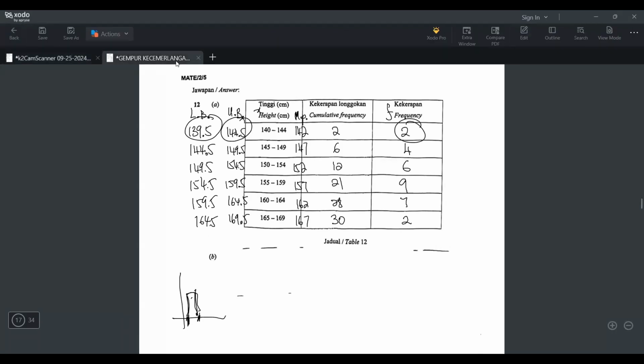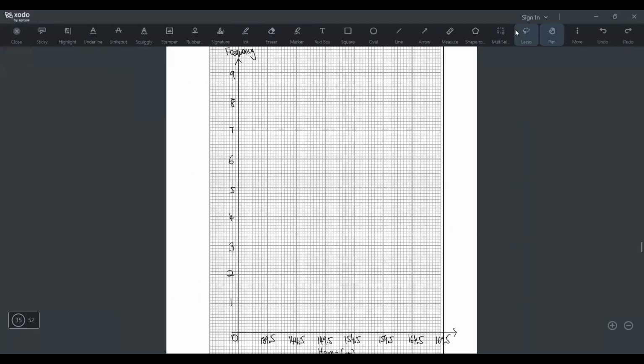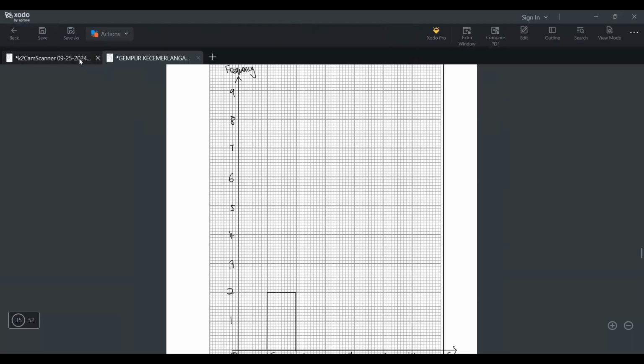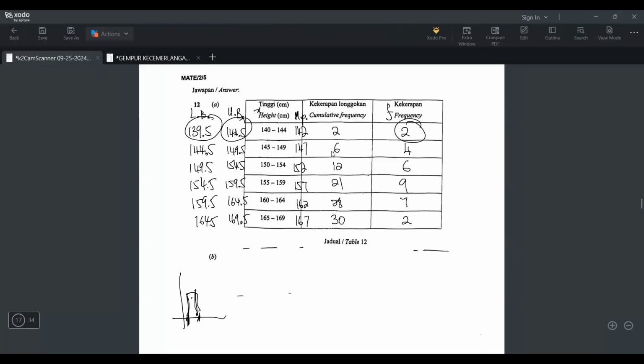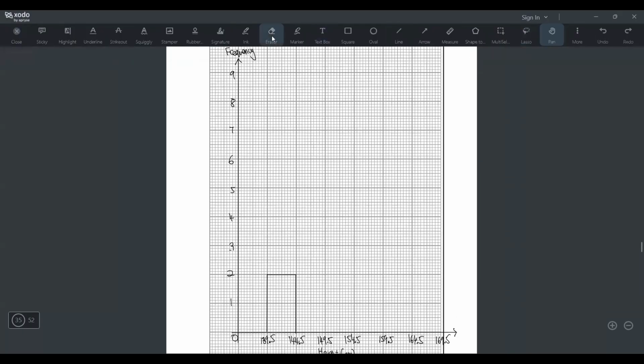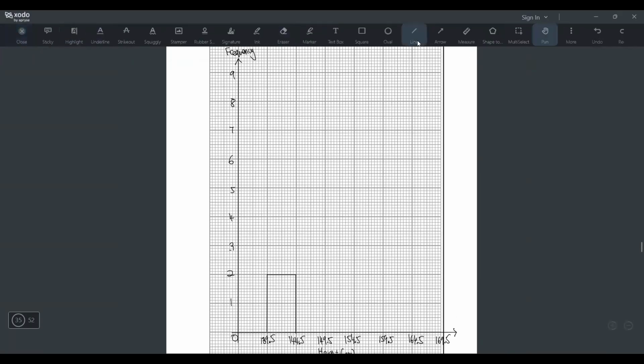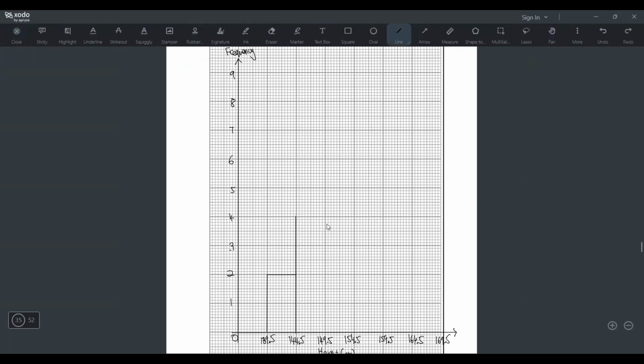So go to your graph paper, and then 2 lah. So 139.5, 144.5 is 2. Okay, so this is the first bar. Okay, so draw nicely. Okay, the next one. The next one is what? The next one is 144.5, 149.5, and the frequency is 4. So 4 must be here, and then like this. And then turun bawah, the kaki must be at 149.5.